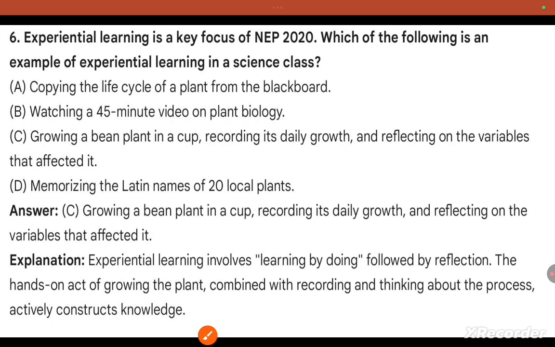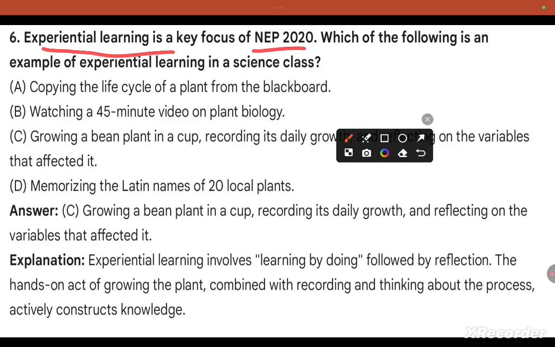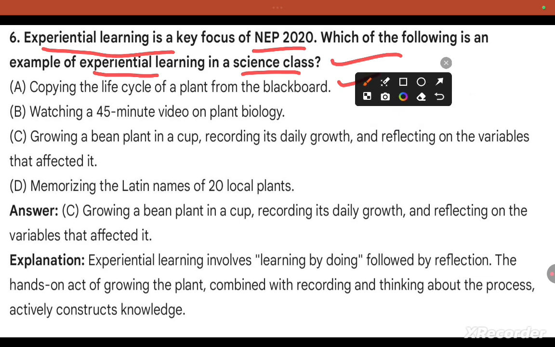Question number 6. Experiential learning is a key focus of NEP 2020. Which of the following is an example of experiential learning in science classes? What is experiential learning? NEP 2020. Example of experiential learning in a science class. A. Copying the life cycle of a plant from the blackboard, B. watching a 45-minute video on plant biology, C. growing a bean planted in a cup and recording its daily growth and reflecting on the variables that affected it, D. memorizing the Latin names of 20 local plants.